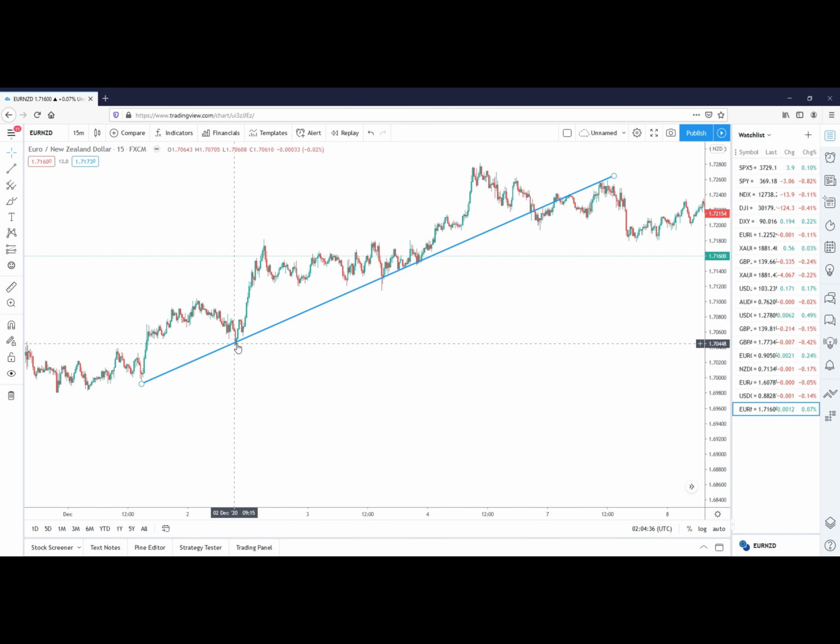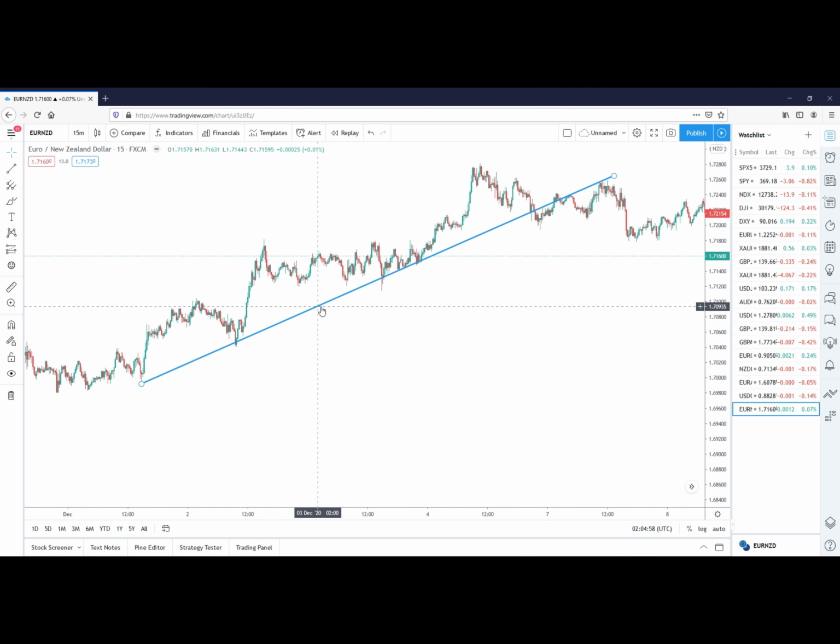The reason why I want to get so many touches is because with every touch and every bounce off of my trend line, it lets me know that this is a valid point of resistance for this uptrend, right? It's riding this rail, if you will. See, it's riding the train rail right here, okay?